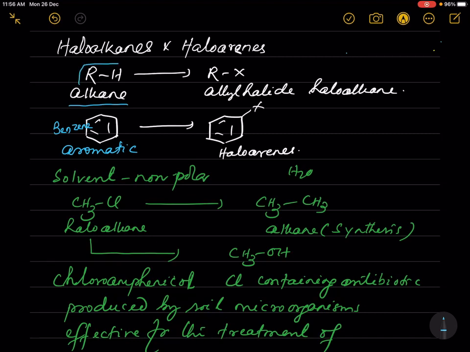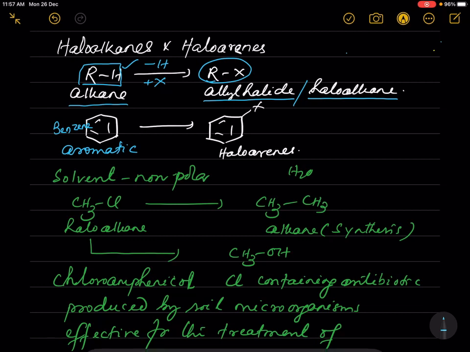You see, this is an alkane, this is a hydrocarbon. Just replace this hydrogen atom by a halogen atom, you will get alkyl halide. This is also known as haloalkane. Alkane is a hydrocarbon. If the hydrogen atom of an aromatic compound is replaced by a halogen atom, then you will get haloarenes. This is also a hydrocarbon, but this is haloarene.